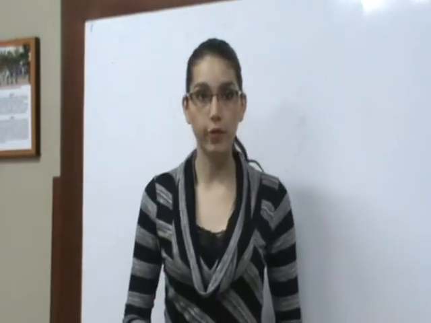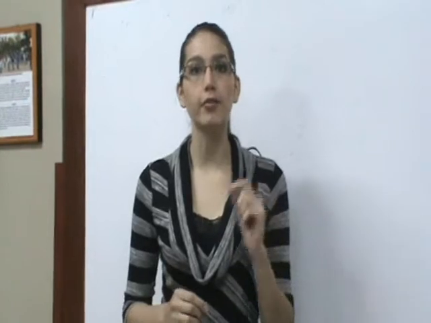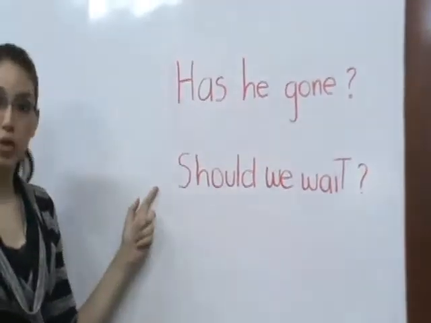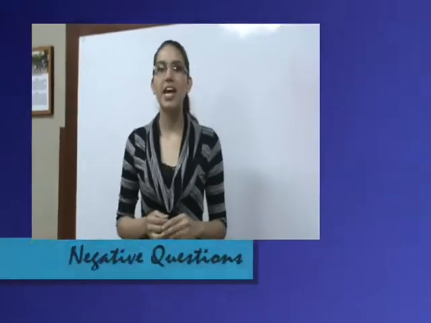Questions are usually formed with an auxiliary verb (be, do, or have) or a modal before the subject and the main verb. Those are a few examples: Has he gone? Should we wait? Negative questions and question tags.